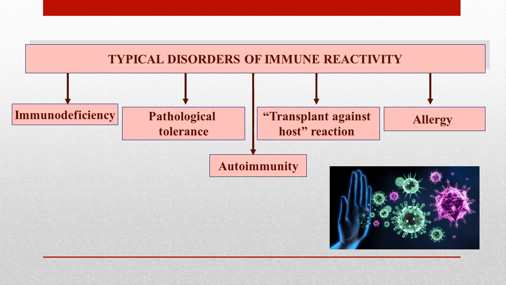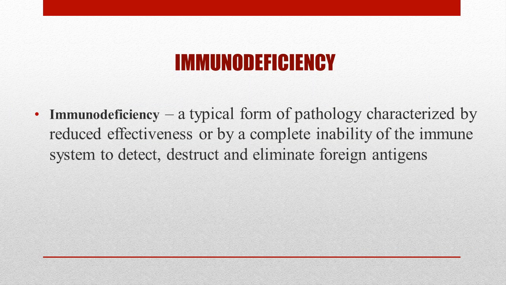Typical disorders of immunoreactivity are immunodeficiency, pathological tolerance, transplant against host reaction, allergy, and autoimmunity. Let us, in brief, look at these disorders. Immunodeficiency is a typical form of pathology characterized by reduced effectiveness or by complete inability of the immune system to detect, destruct, and eliminate foreign antigens.